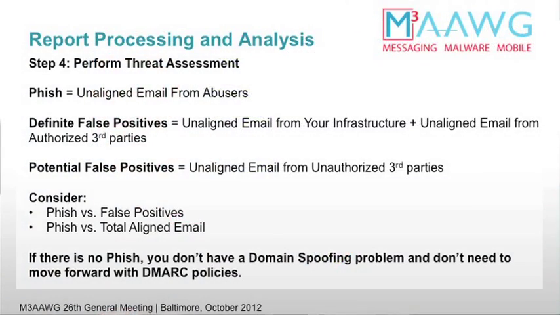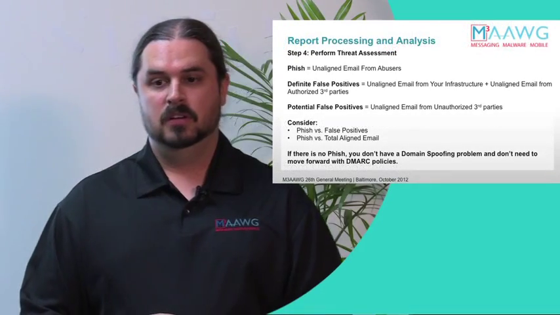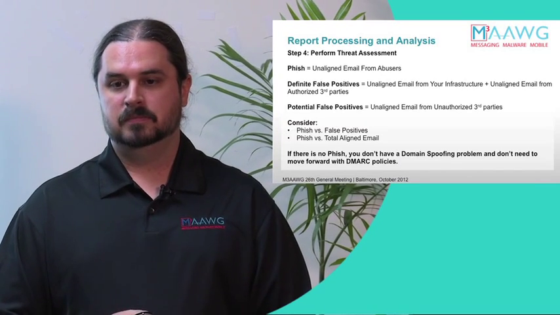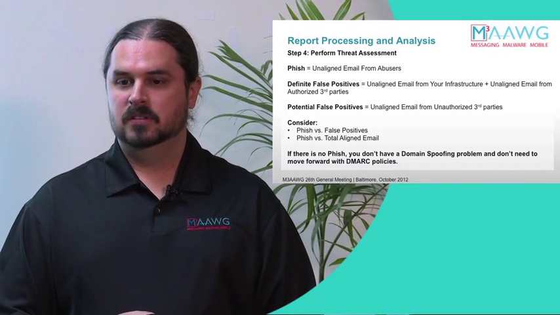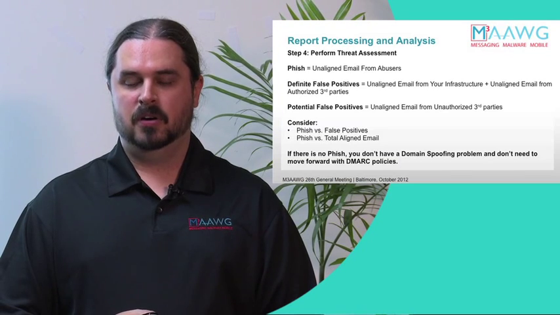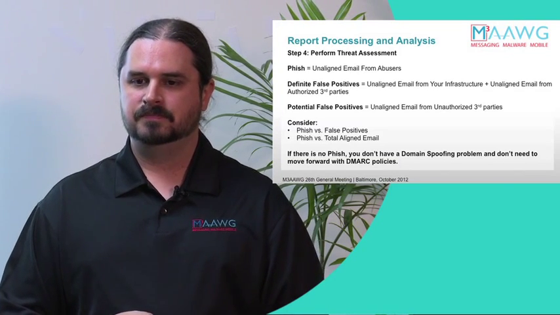So once you have your categories set up, you can do some math to figure out how big your problem actually is. So the first thing you want to do is calculate the sum of unaligned mail from each category. Unaligned mail from abusers is phish. Definite false positives are unaligned mail from your infrastructure or unaligned mail from authorized third parties. Potential false positives are any unaligned email from unauthorized third parties that you hadn't previously labeled as abusive.